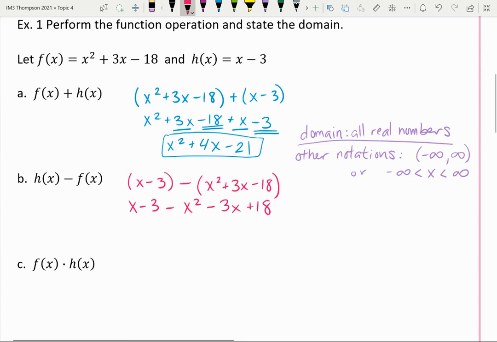Find like terms and simplify. So I've got a minus x squared, no like terms there. An x and a minus 3x gives me a minus 2x. Minus 3 and a plus 18 will give me a plus 15.